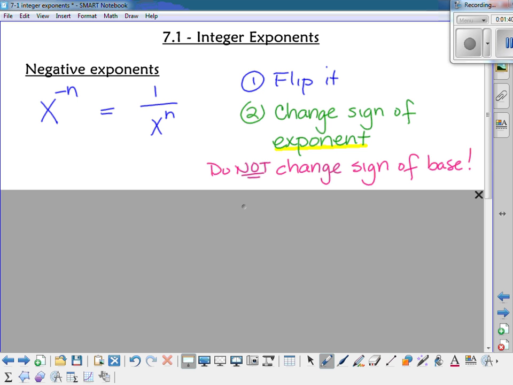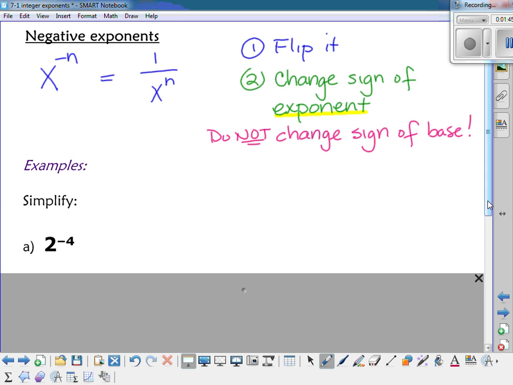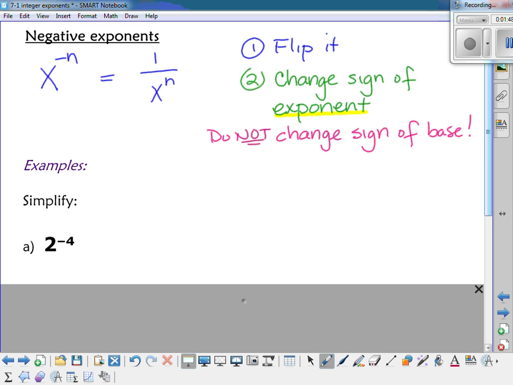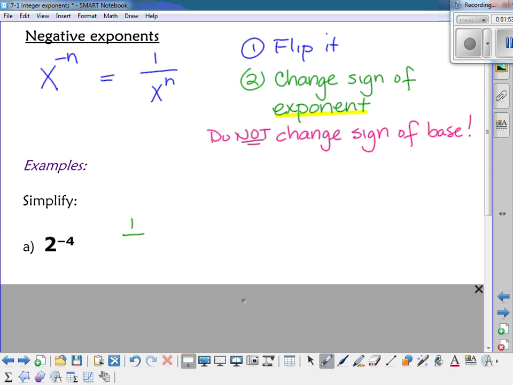Okay, so for example, if I have 2 to the negative 4 power, that means I'm just going to flip it over and make the exponent positive. So instead of 2 to the negative 4, now it's 2 to the positive 4 power. So 2 to the 4th just means I'm multiplying 2 times itself 4 times. So 2 times 2 times 2 times 2 is 16. And so that would be the simplified form of that.